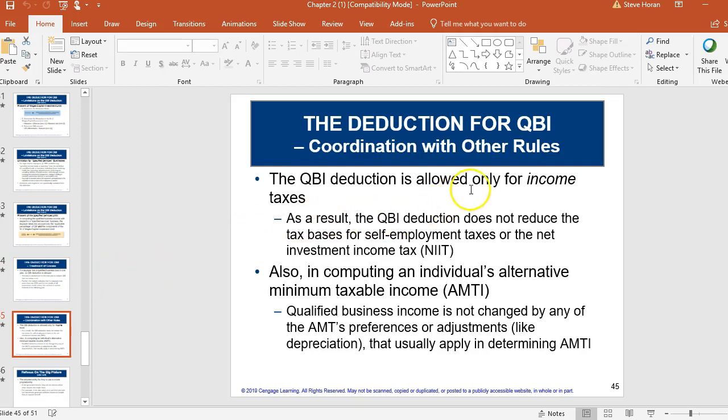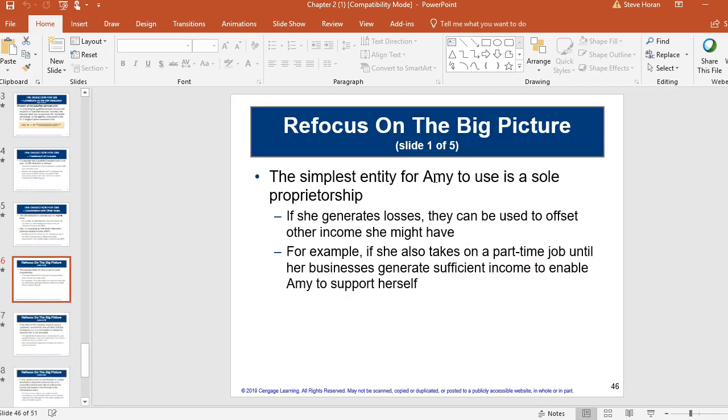QBI is allowed only for income taxes. Okay. As a result, the QBI does not reduce the tax base for self-employment taxes or what they call the net investment income tax. In computing what they call alternative minimum tax, QBI does not come into play with that one either. So just a couple little rules to be aware of.